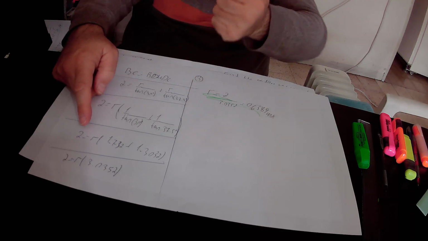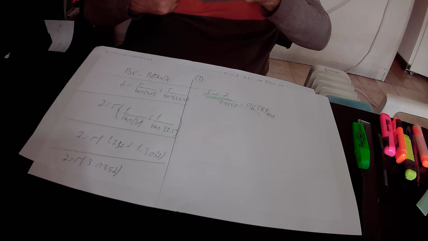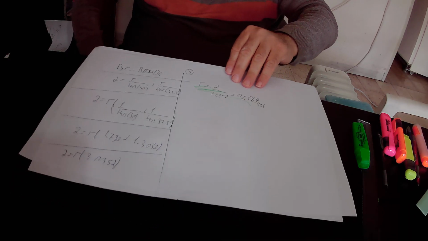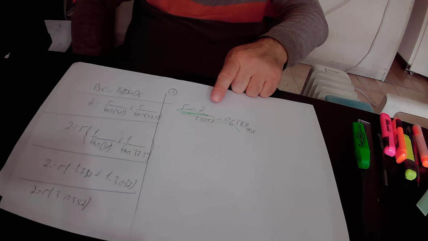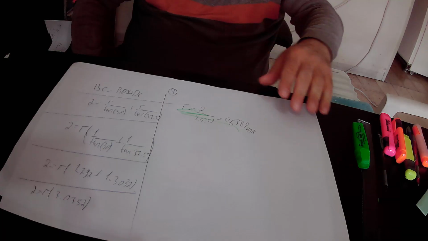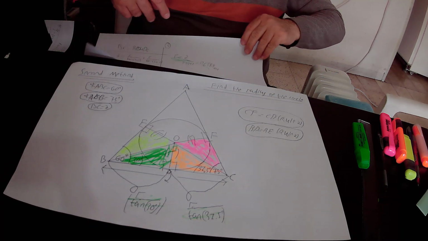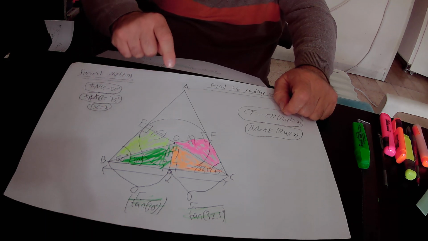We divided this equation by 3.0352 and finally found that the radius R that we are looking for equals 2 over 3.0352. That is actually 0.6589 units. So actually in both methods we found that the radius R of this circle equals 0.6589 units.